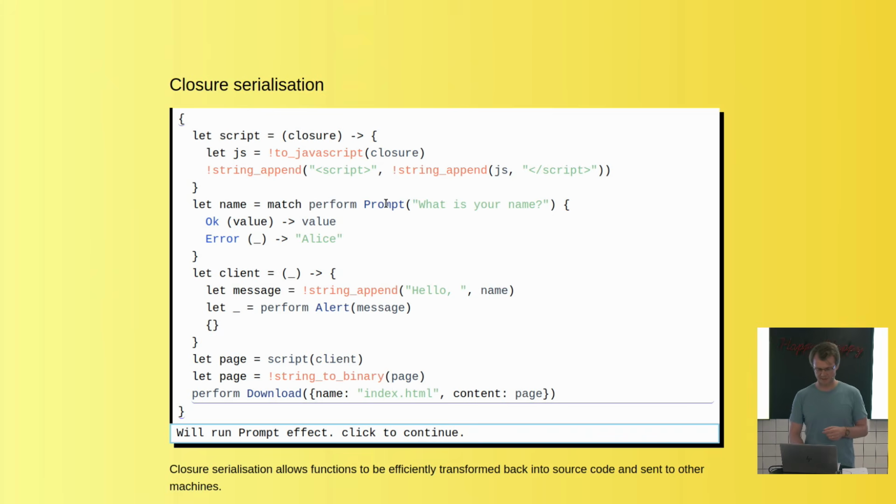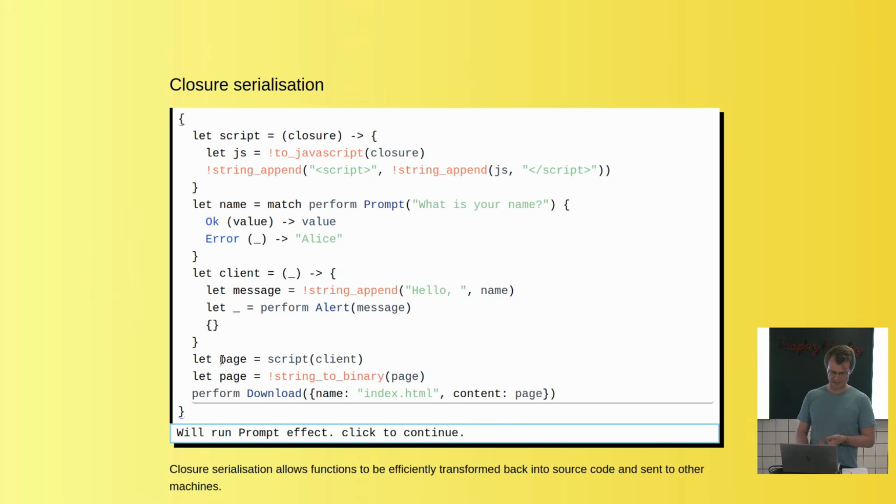Here we have this prompt effect. Prompt is the thing that pops up that asks you what's going on in the browser. This effect is only available in this space. I've put this in this editor. If you run this code somewhere else, you won't get to run the prompt effect. So the client is the continuation that is used later. The alert effect is actually available both in this context and in the compiled context.